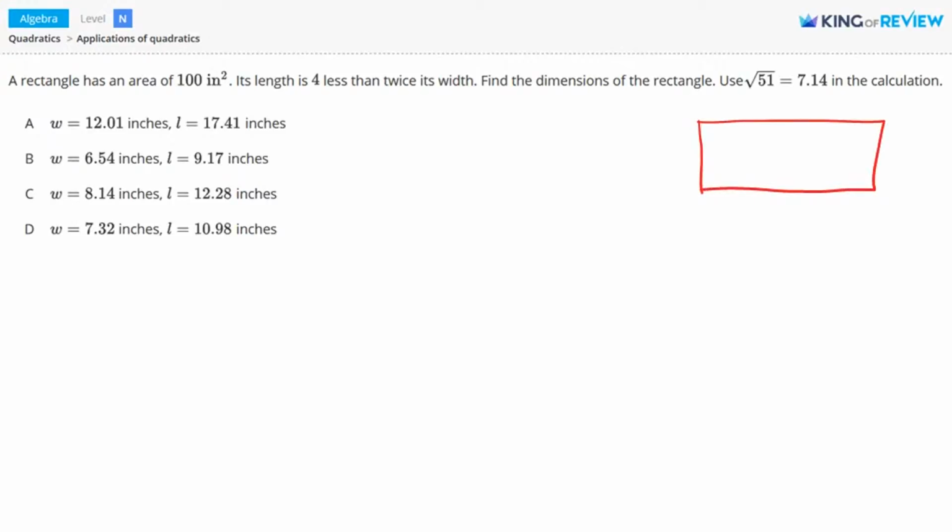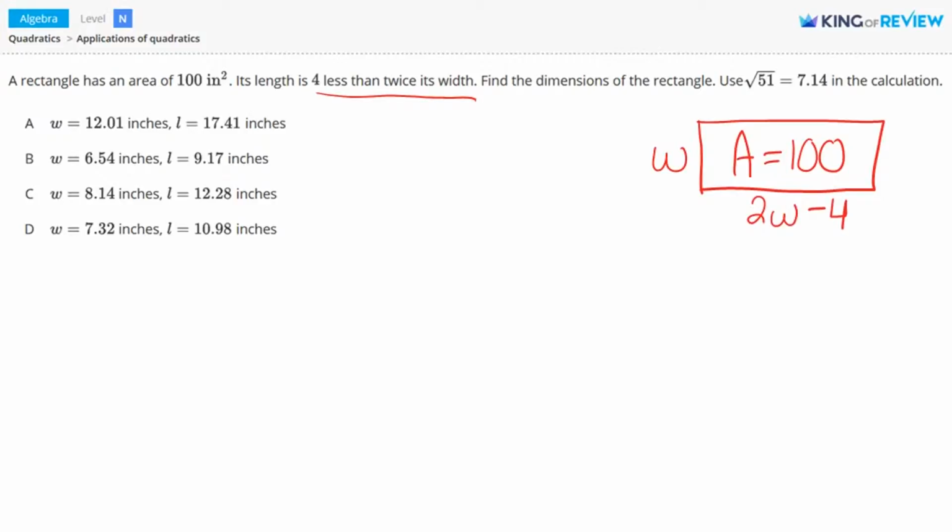We have our rectangle here, and we're told that the area of the rectangle equals 100 square inches. We have a width for the rectangle, and we're told that the length is 4 less than twice its width. How do we write this expression? 4 less than twice its width. This is 2w minus 4.